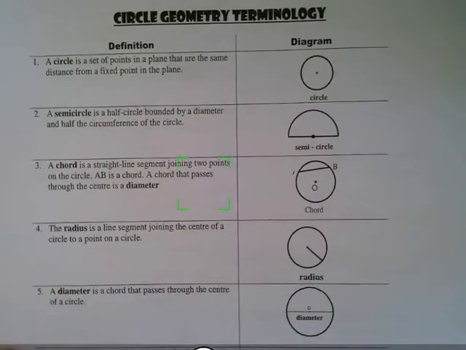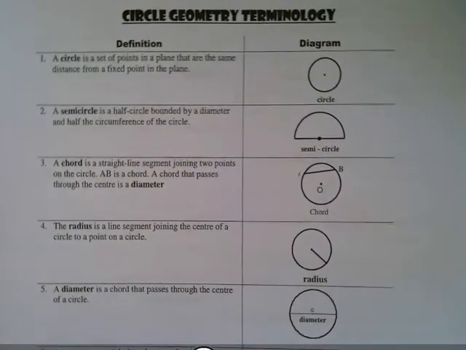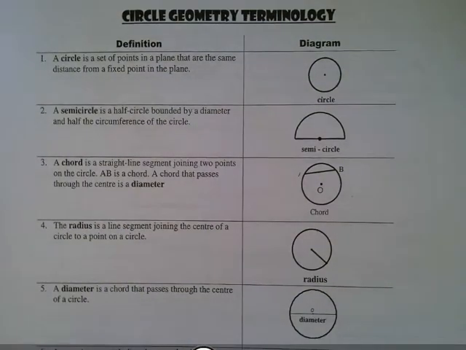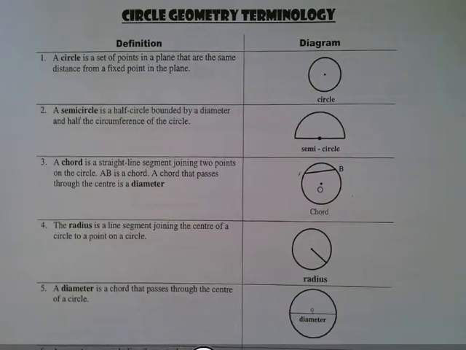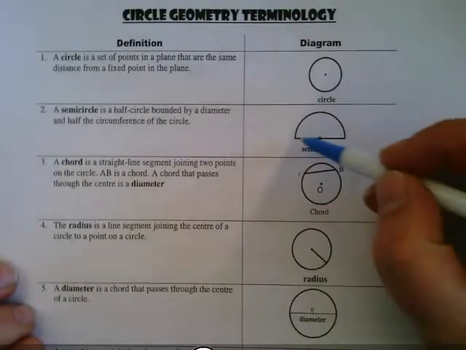This is a new topic, circle geometry. So we're just looking at terminology. We know what a circle is. It's a set of points a fixed distance from the center. A semicircle is just half the circle, okay?